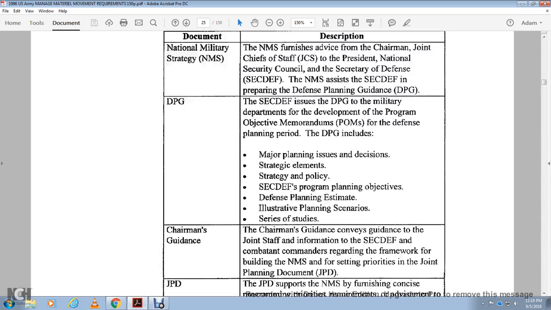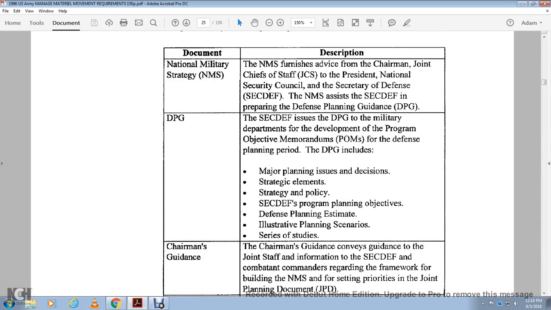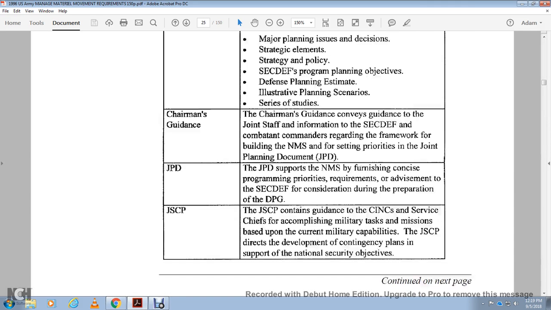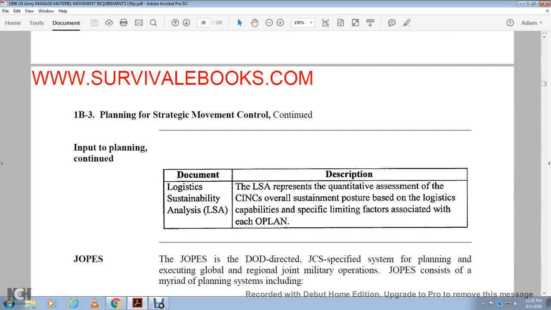The JSCP, contained with the Chairman, Joint Chiefs of Staff, with the Chief of the accomplishment of military missions based on the current military capability. The JSCP, Director for the Development of the Contingency Plan, supports national security objectives.